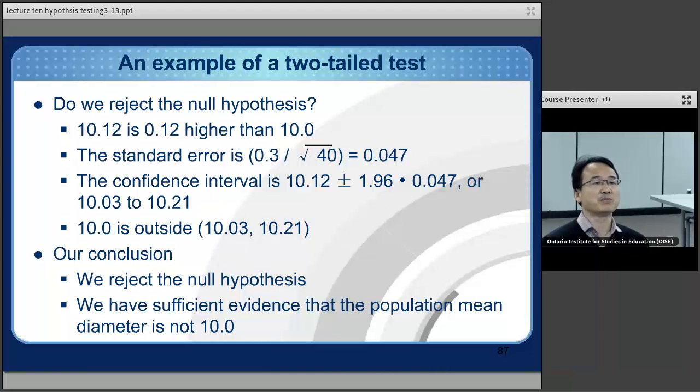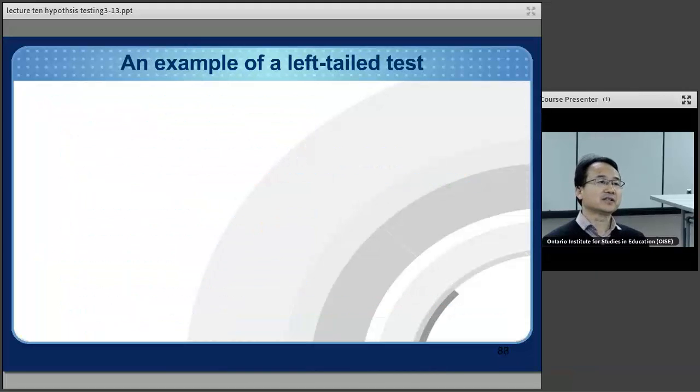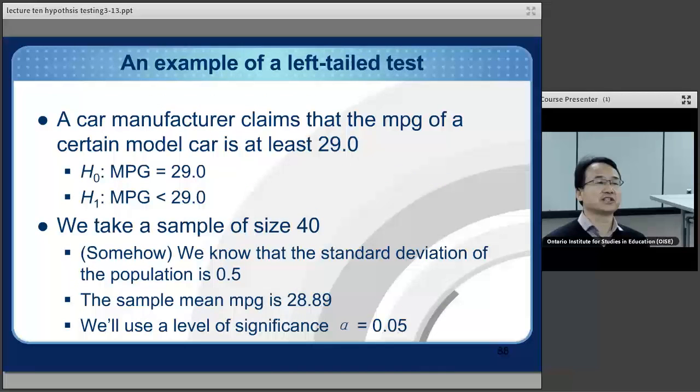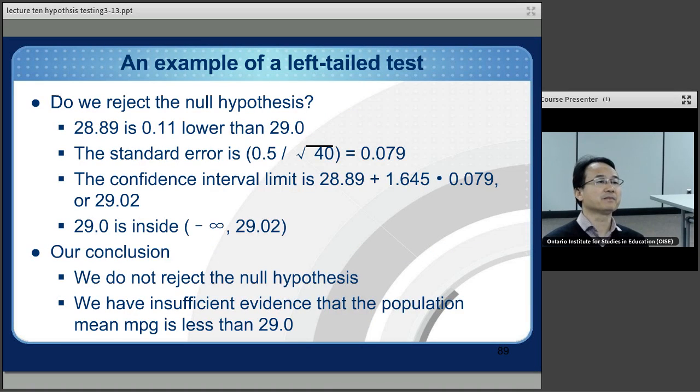We reject the null hypothesis. We have sufficient evidence to say that the population mean diameter is not 10. So this is a two-tail test. Now let's look at the example of the left-tail test. First we need to make the hypothesis and take the sample, and then we use the confidence interval estimation to estimate the population mean.